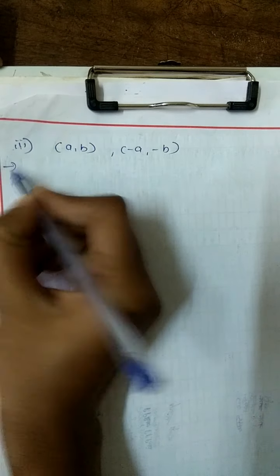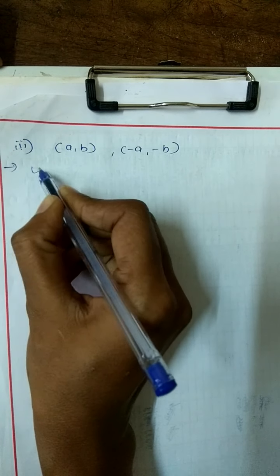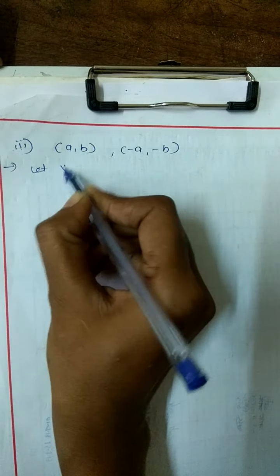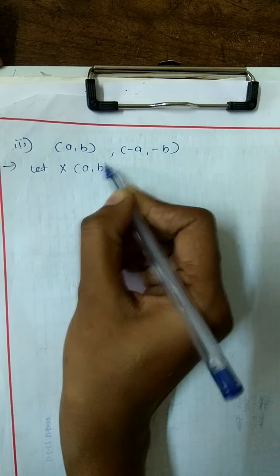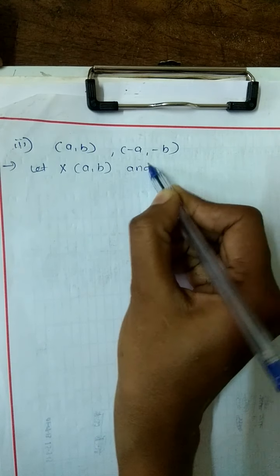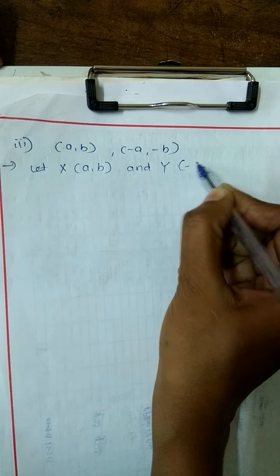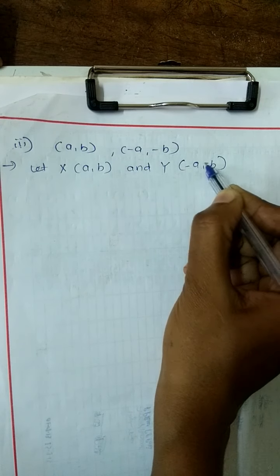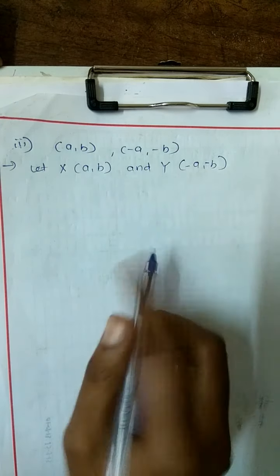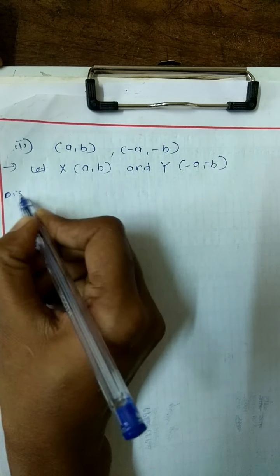For the next question, they have given the points. The first point we will consider as X and the second as Y, where we use capital letters to show the coordinate points. Now the distance formula.